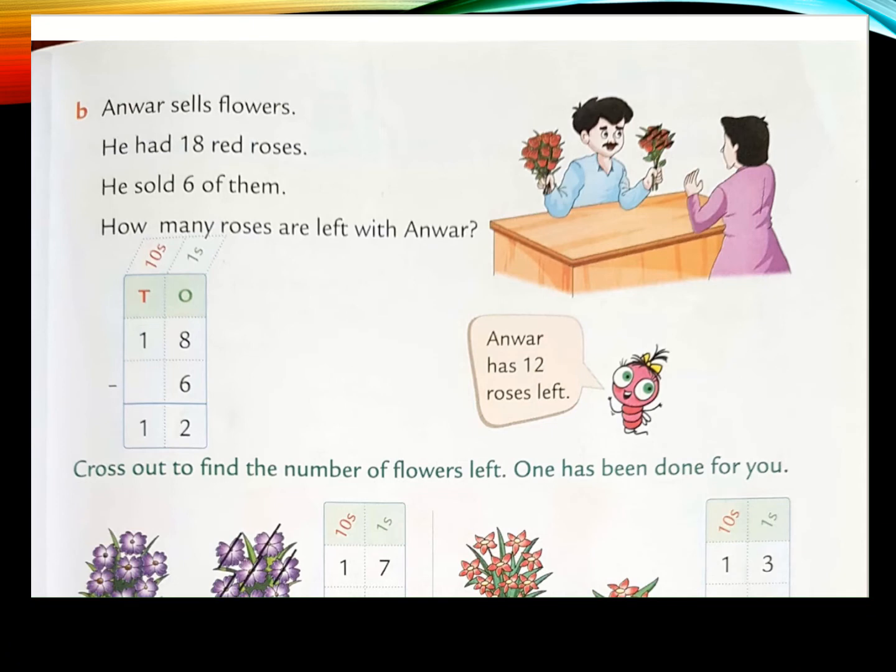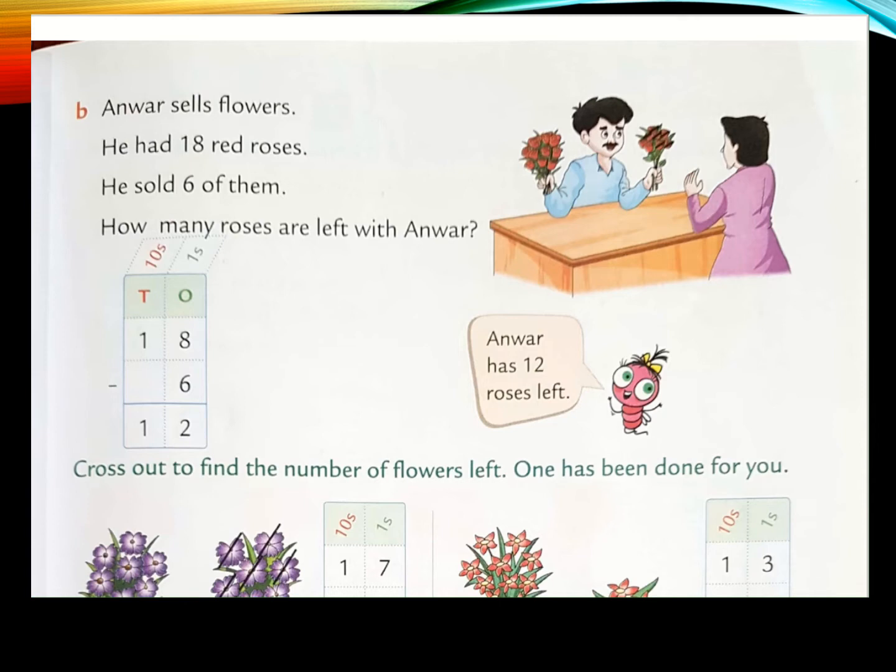Textbook page number 63. Anwar sells flowers. He had 18 red roses. He sold 6 of them. How many roses are left with Anwar?